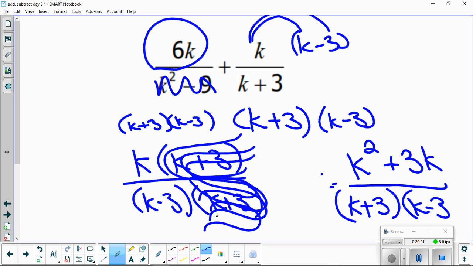Cole, can I cancel the K's? Yes or no, and why or why not? No, because they're married. They are bound by subtraction. I want to cancel those K's, but these bad boys are bound by subtraction. They are married. That is as bad as it gets.